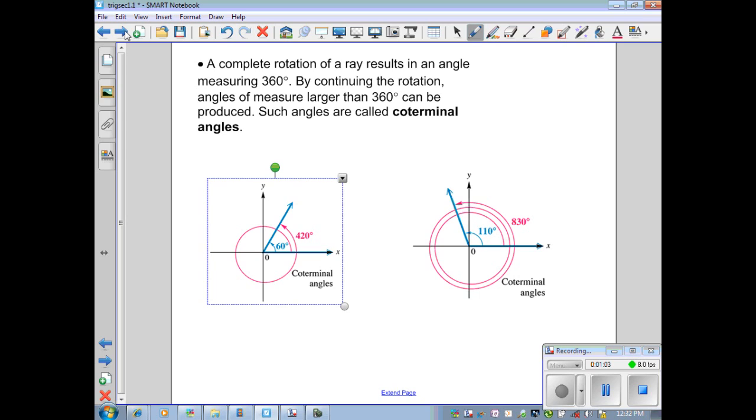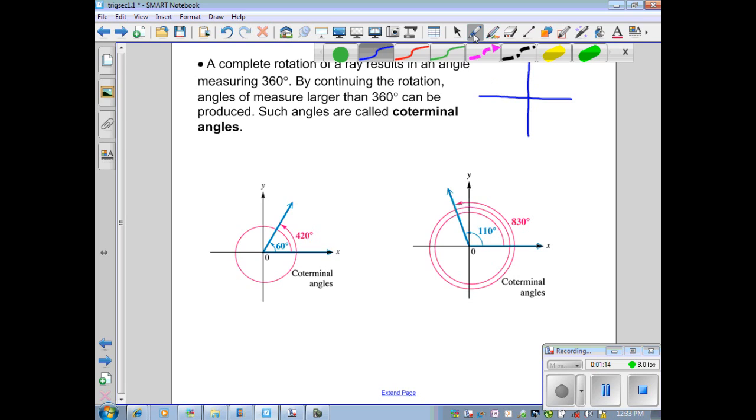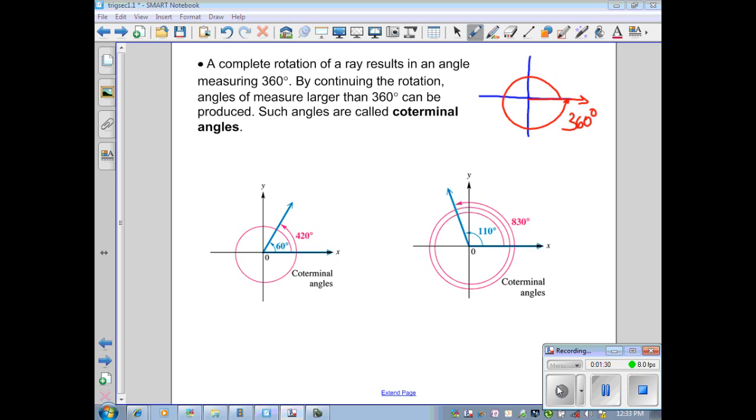A complete rotation of a ray results in an angle measuring 360 degrees. So, in a coordinate plane, if I have an initial side on the x-axis, and we take one complete counterclockwise rotation, that rotation will result in a 360-degree angle. It follows that if I continue the rotation, I would get angles that are greater than 360 degrees. And they could actually fall on top of themselves.